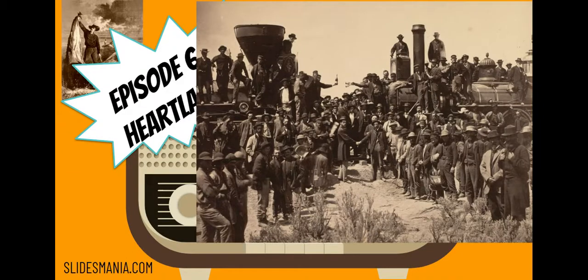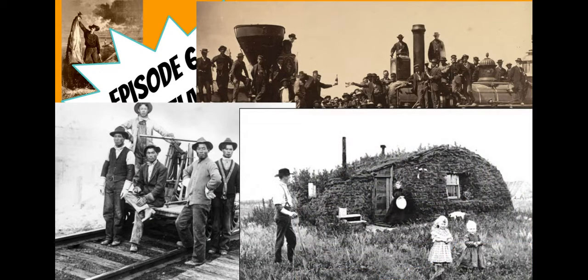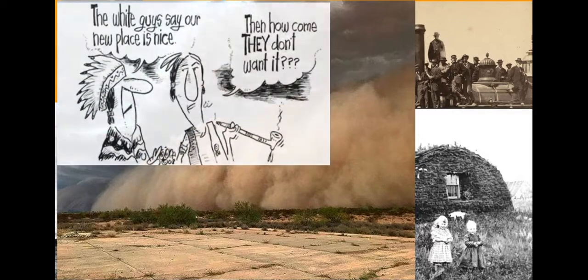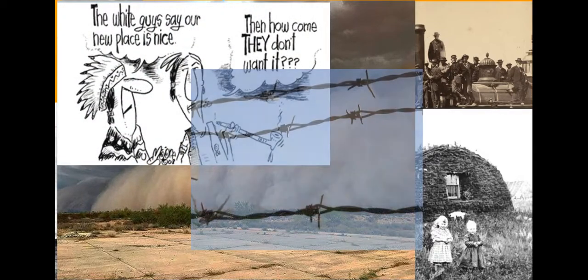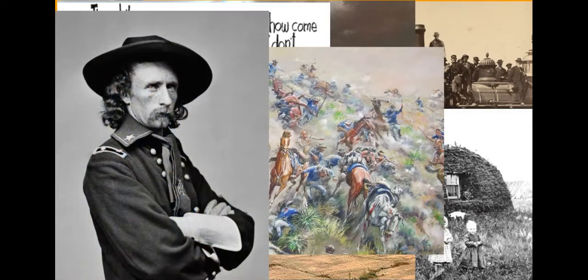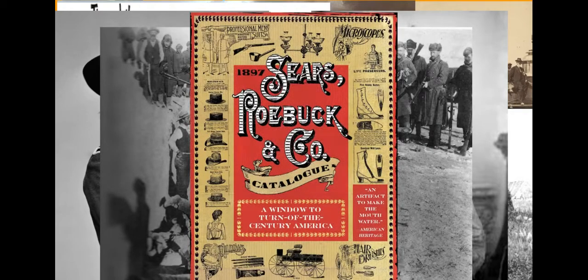In this episode, it will be talking about the Transcontinental Railroad, also buffalo hunting, the Chinese immigrants and the Irish immigrants that helped build the Transcontinental Railroad, westward expansion topics like sod houses, dust storms, reservations, barbed wire, Battle of Little Bighorn, George Custer versus Sitting Bull, Wounded Knee, as well as the Sears mail order catalog.